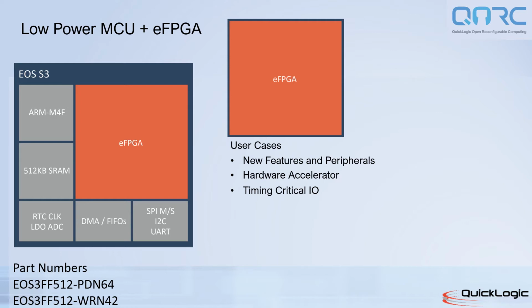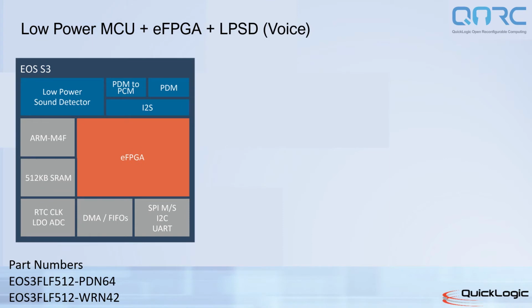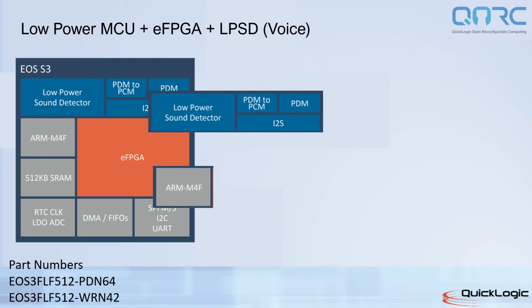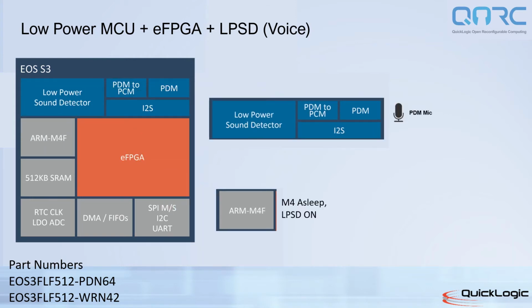Eos S3: general purpose low powered MCU plus eFPGA and LPSD for voice. Includes support for up to 2 digital mics through the low-powered sound detect block, reducing the power consumption whilst always listening for key phrase detection in headsets or voice-activated remote controls. Or non-voice IoT applications like glass break or gunshot detection. The LPSD block enables the device to be in a low-powered state in a battery-powered application until a significant change in acoustic energy is detected without the loss of data.